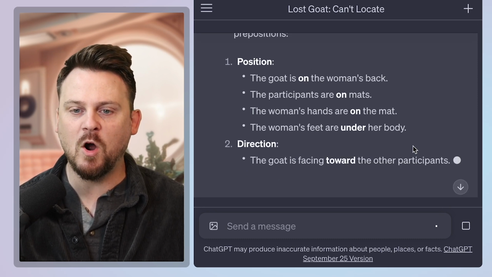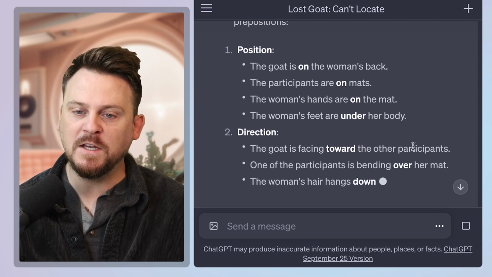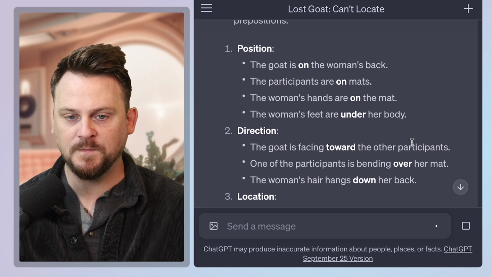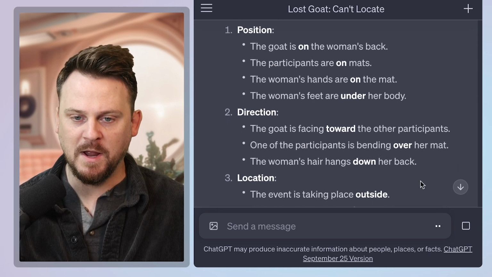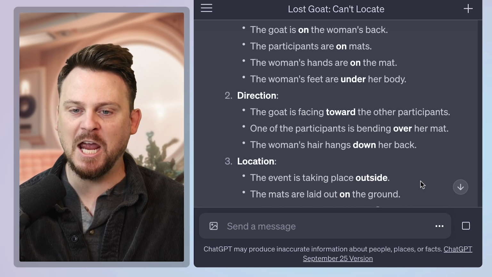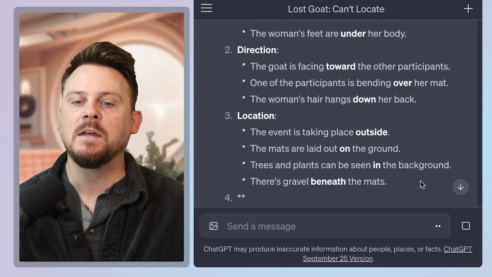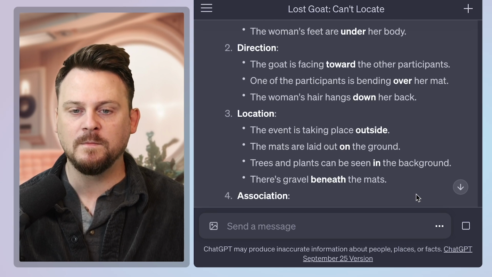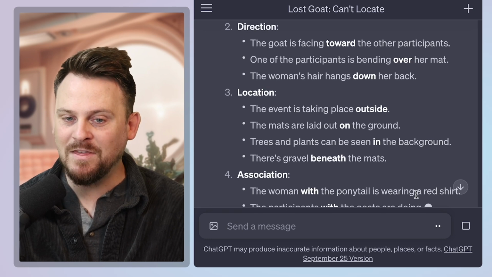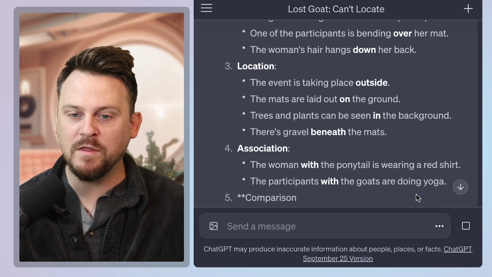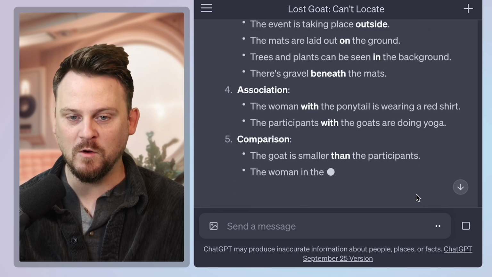The woman's hands are on the mat. The woman's feet are under her body. The goat is facing toward the other participants. One of the participants is bending over her mat. The woman's hair hangs down her back. The event is taking place outside. The mats are laid out on the ground. Trees and plants can be seen in the background. There is gravel beneath the mats. The woman with the ponytail is wearing a red shirt. The participants with the goats are doing yoga.